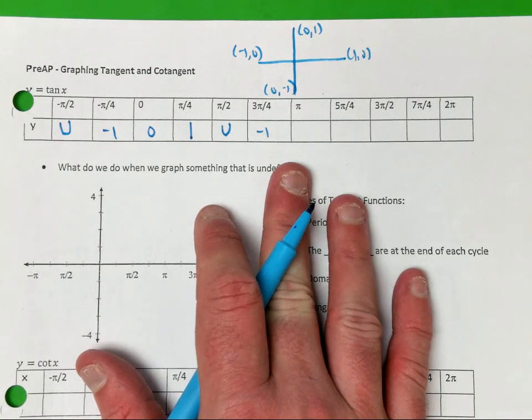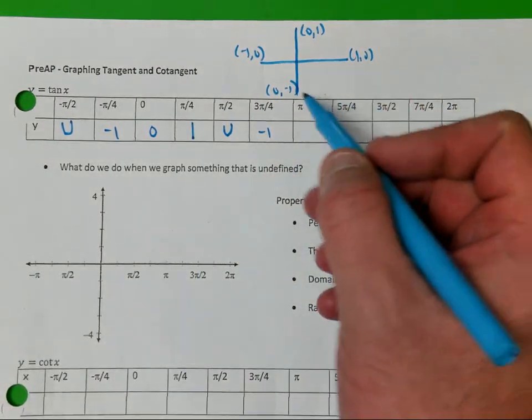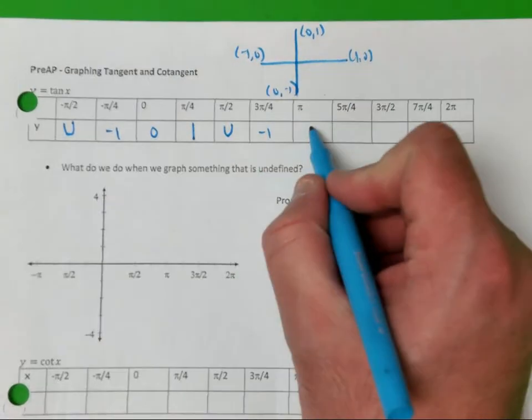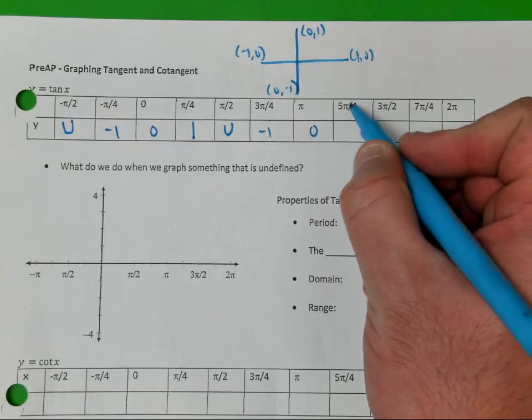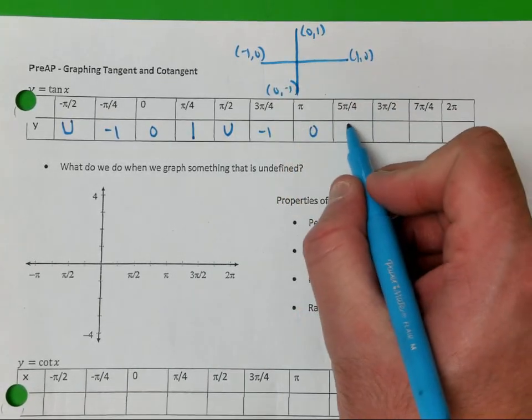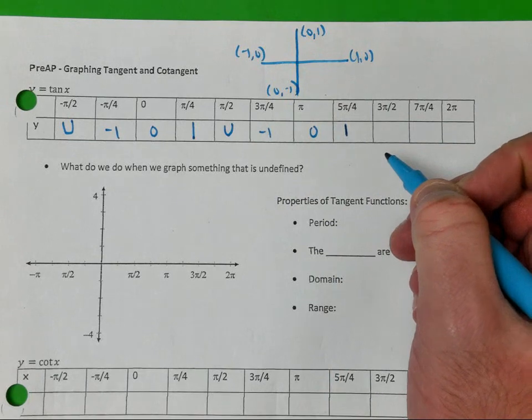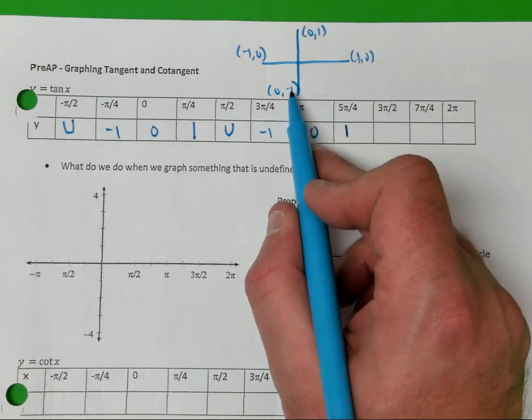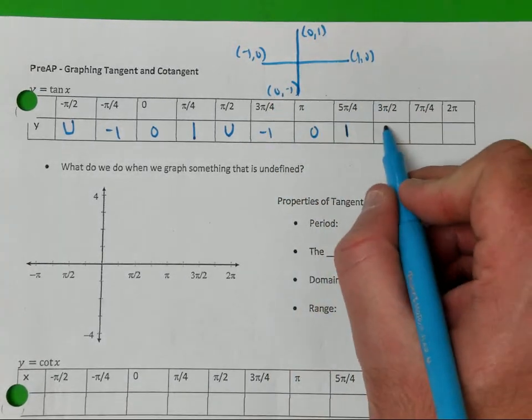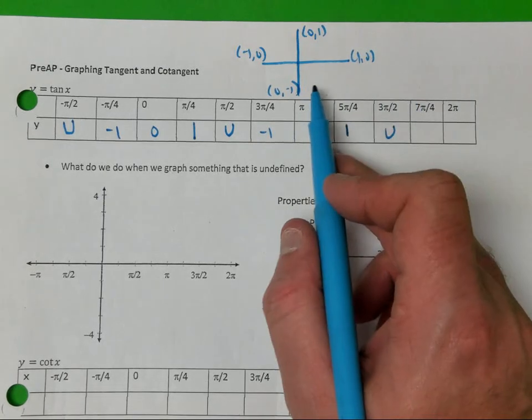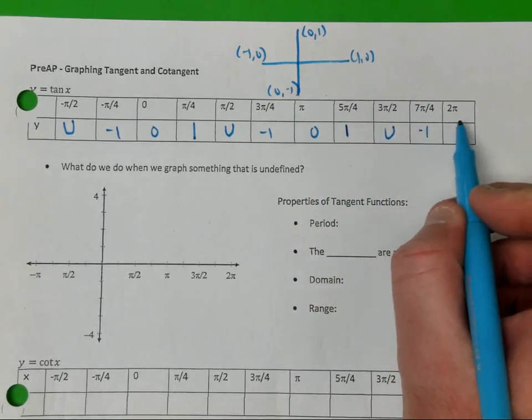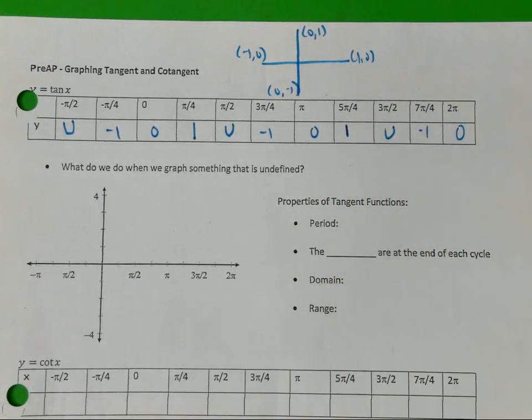3 pi over 4 is over here, that would be negative 1 because one coordinate is negative x. Okay, now. Pi is here, 0 divided by negative 1 is 0. 5 pi over 4 is down here, that would be a positive 1. Tangent of 3 pi over 2, negative 1 divided by 0 is undefined. And then 7 pi over 4 will be negative 1. Then we're back at 2 pi, which is 0.